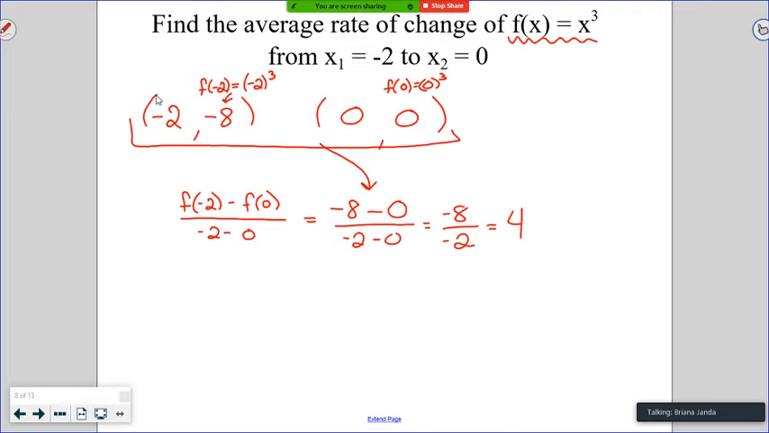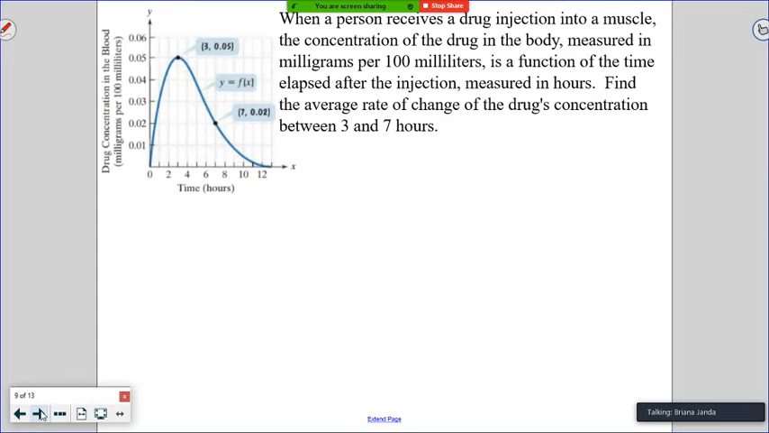Any questions? Now, I don't think I have an example. Oh, I do have an example. Nope, this one still says average rate of change. If they were to change that word to average velocity, remember it's the same thing. You're evaluating. Now, on this one, it does give you a picture.